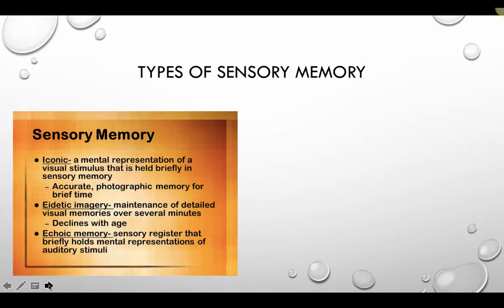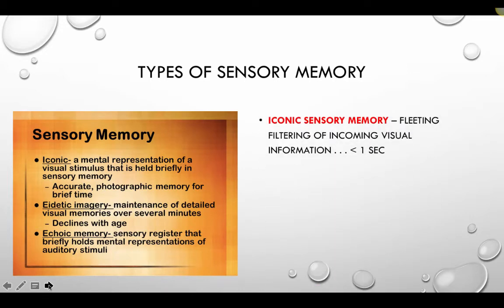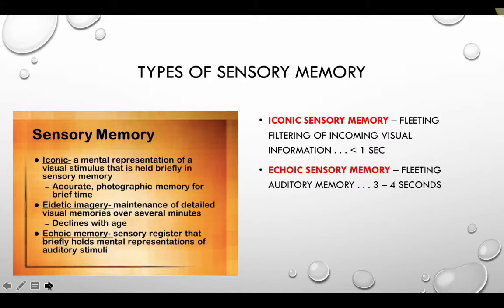Now, there are specific types of sensory memory. They do act as slightly different buffering systems. Iconic sensory memory is a fleeting filter of incoming visual information. It lasts less than a second, really only about a 20th or a 30th of a second. Echoic sensory memory is fleeting auditory memory. This is our perfect memory for sounds and things that were said to us. And it lasts a little bit longer, 3 or 4 seconds.